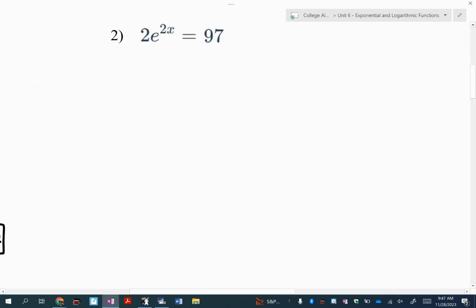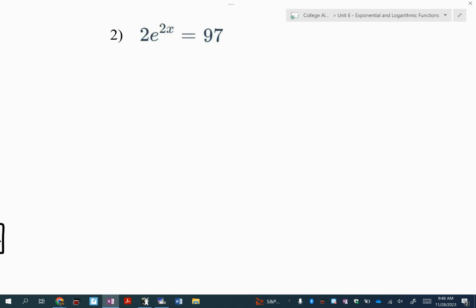Excellent. Number 2. Yes. E. No. One of my favorite letters. I thought it was F. Those are some of my favorite F words, right? Function, factoring, yes, right?